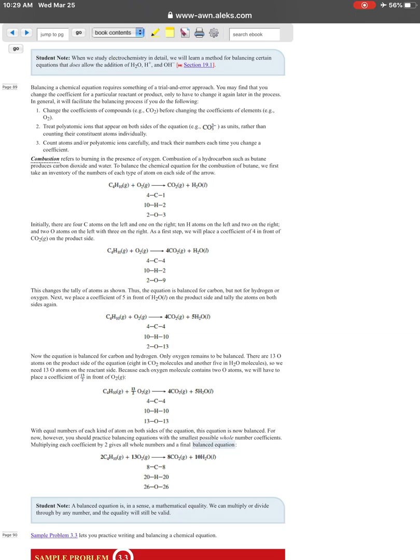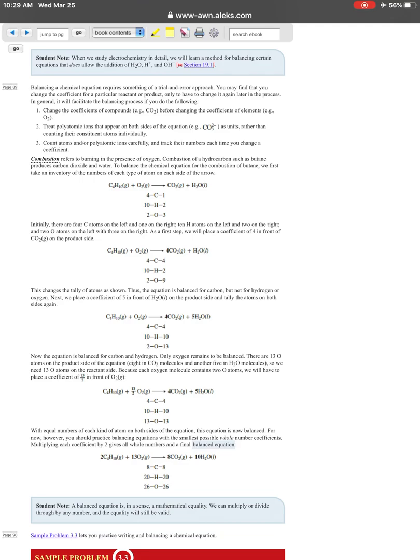There's 4 carbons on the left side, 1 on the right. 10 hydrogens on the left side, 2 on the right. 2 oxygens on the left side, 3 on the right. Initially, there are 4 carbon atoms on the left, 1 on the right, 10 hydrogen atoms on the left and 2 on the right, and 2 oxygen atoms on the left and 3 on the right. As a first step, we will place the coefficient 4 in front of CO2 gas on the product side.